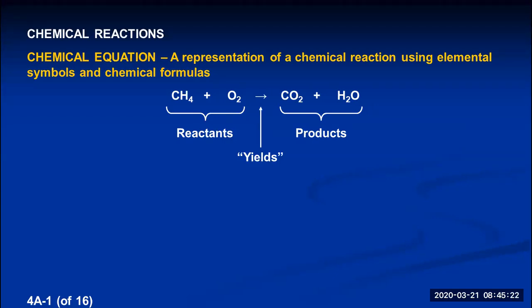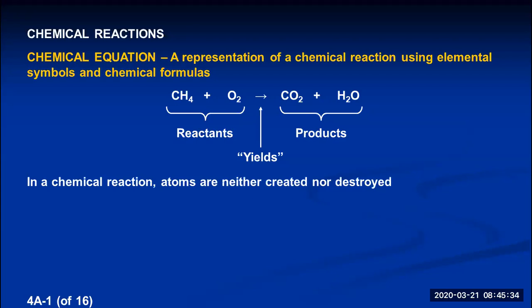Now, if you have a proper chemical equation written, what has to be true is the number of atoms of each element on the reactant side have to exactly equal the number of atoms of each element on the product side. That's because in a chemical reaction, atoms are neither created nor destroyed. So if we're going to start with one carbon atom from the methane molecule CH4, we've got to end up with one carbon atom on the product side. If we start with 4 hydrogen atoms from the methane molecule on the reactant side, we have to end up with 4 hydrogen atoms in the water on the product side.